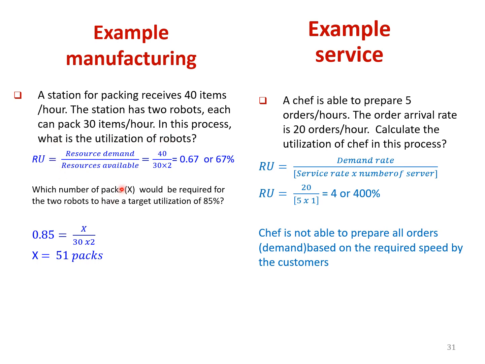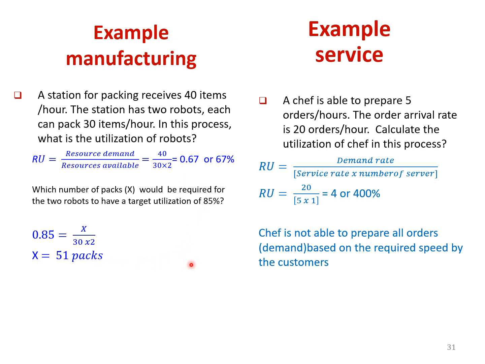Based on the formula, we know that utilization is equal to resource demand. Here, the resource is demanded to complete 40 items per hour, and the resource available, meaning the capacity, is 30 for each robot times 2 robots. When we divide this, we get 67%.